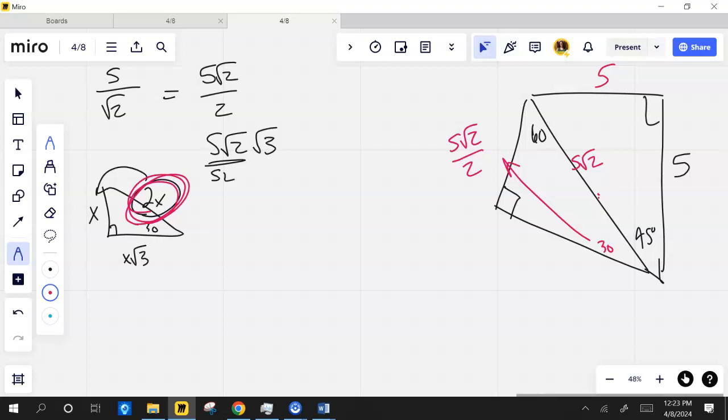Now how do I get from short leg to long leg? Times it by the square root of 3. So this will be 5 square root 6. Yes.